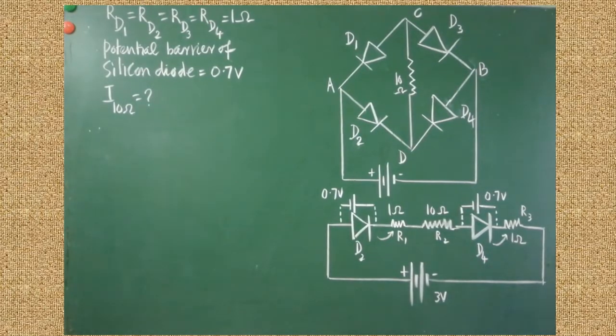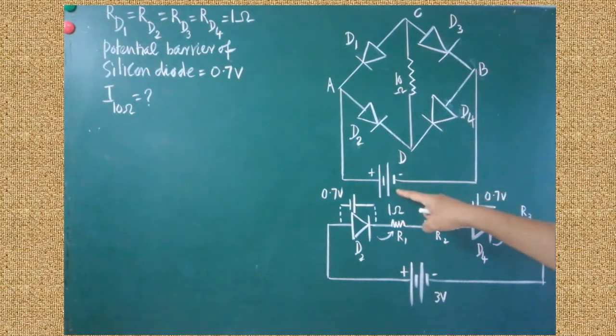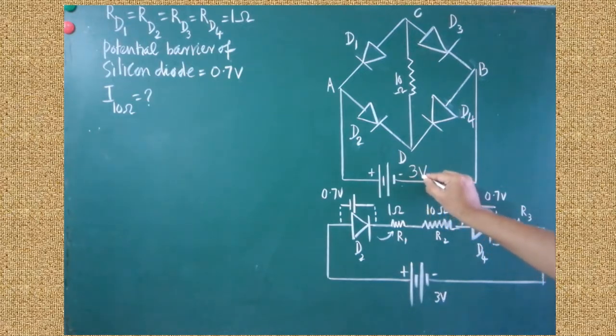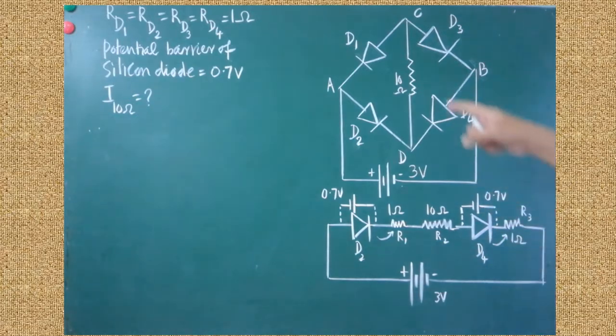Now we are going to solve the second problem in the 10th chapter. Here 4 diodes are connected in a Wheatstone network arrangement. Diodes D1, D2, D3, D4 and one 10 ohm resistance are all connected as given in the Wheatstone network. Across A and B, a 3 volt battery is connected. This is the external power supply. Here you are asked to find out how much current is flowing through this 10 ohm resistance.